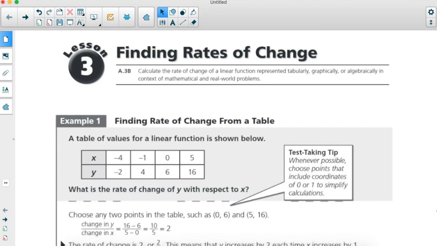Today we're going to talk about finding rates of change. So rate of change is also known as slope. When you start looking at 8th grade math and Algebra 1, you can hear the name as slope or you can hear it as rate of change.